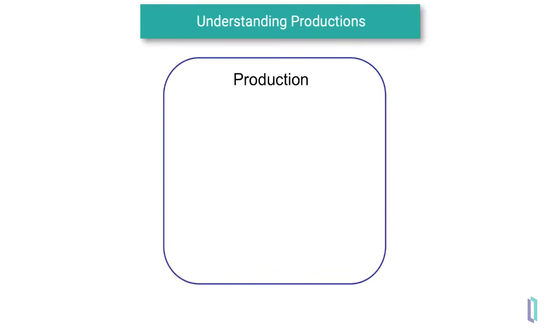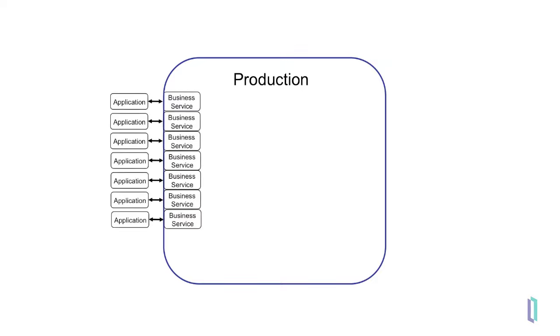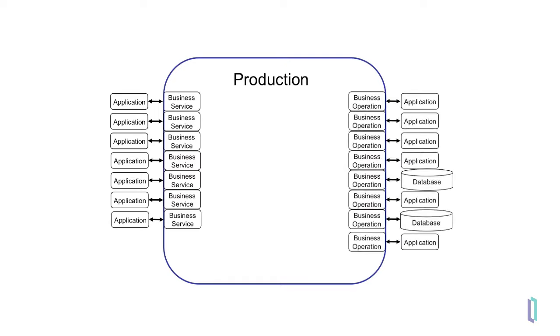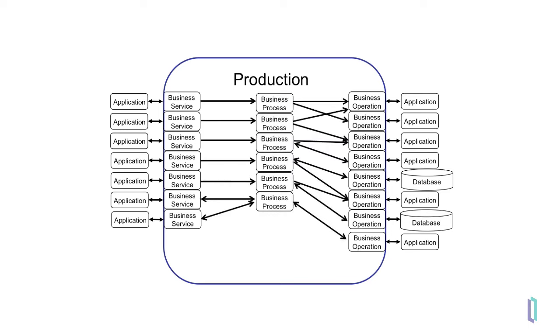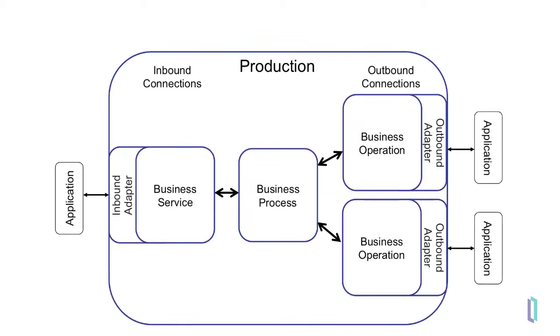A large production may have hundreds of components. It will typically have one business service for every application sending it data, as well as one business operation for every application receiving data or requests. The number of business processes depends on the design of the production and the logic needed for the particular integration solution. Let's review the high-level functions of each part of a production.